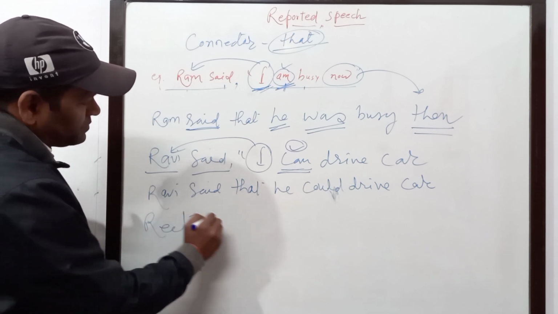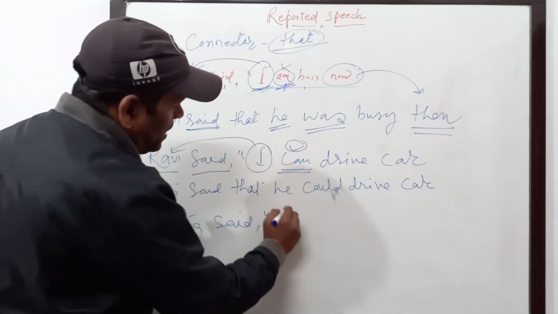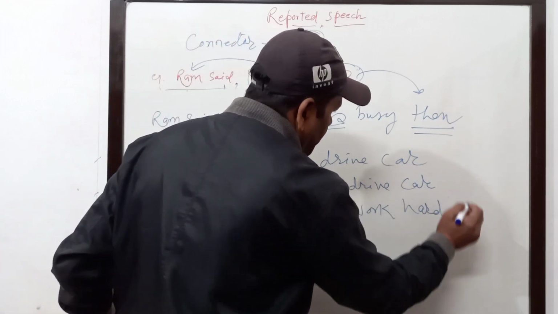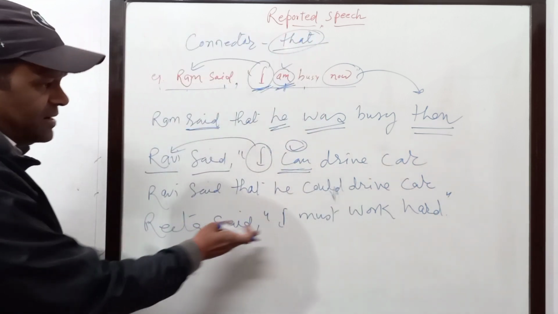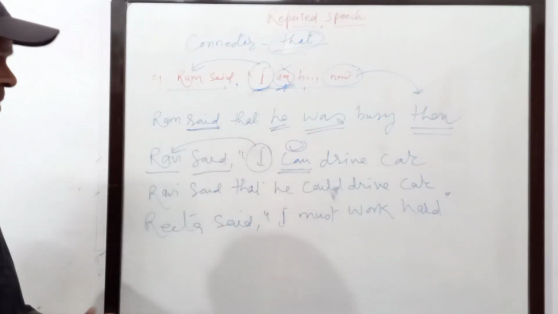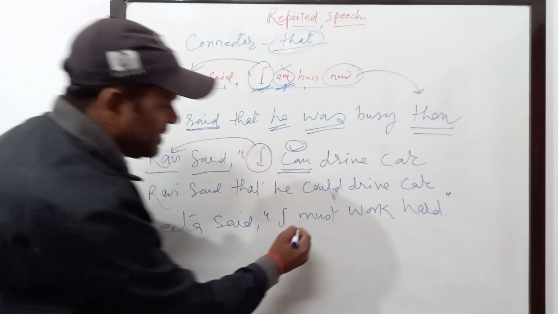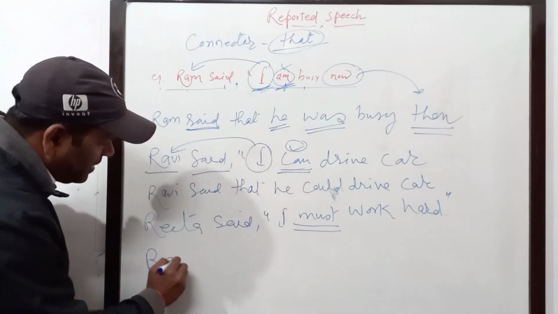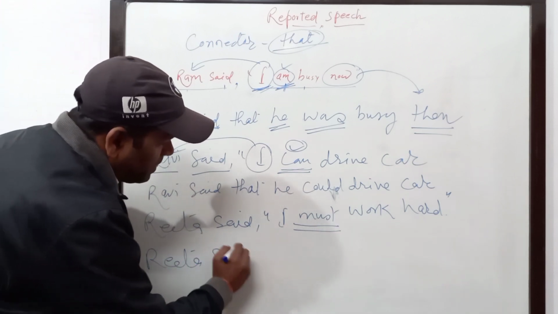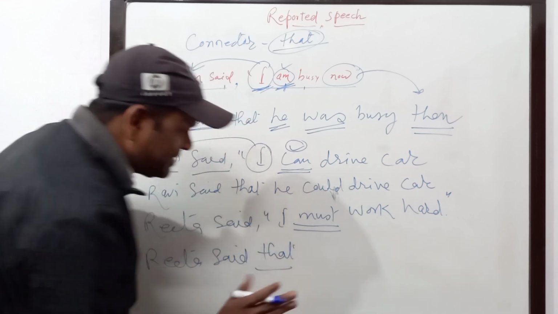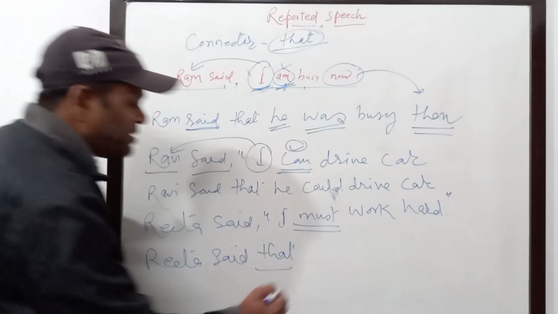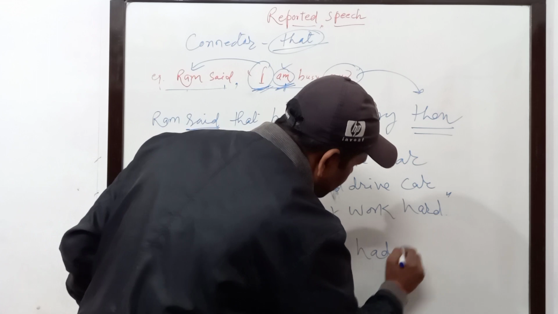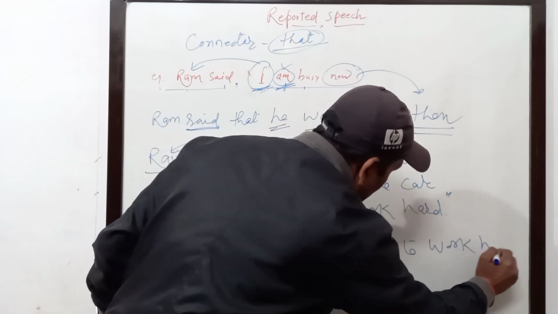One more example. Rita said, I must work hard. Got it? Rita said, I must work hard. If you remember the previous chart which I showed, there must changes into had to. So now you see, Rita said that, the connective. Up to here it is clear now. I is for Rita, so it will be she. Must changes into had to. She had to work hard.